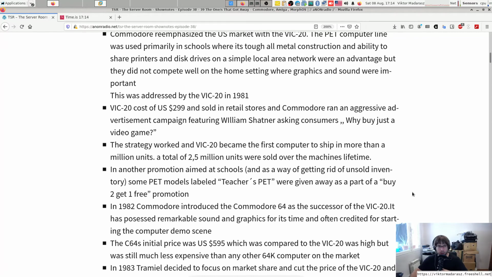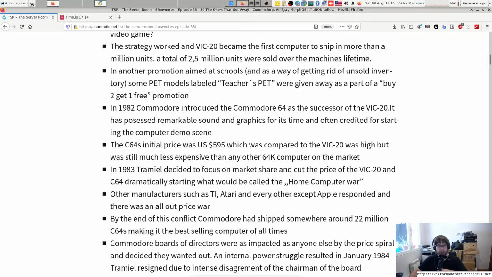In another promotion aimed at schools, and also a way of getting rid of unsold inventory, some PET models labeled Teacher's Pet were given away as part of a buy two get one free, or buy one get one free, kind of promotion or deal.